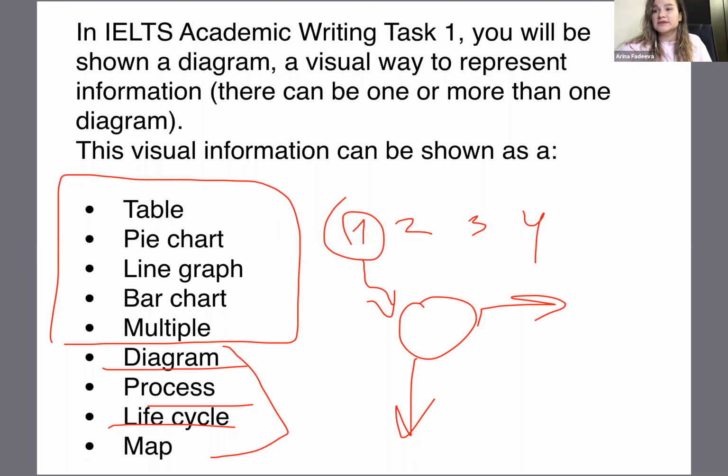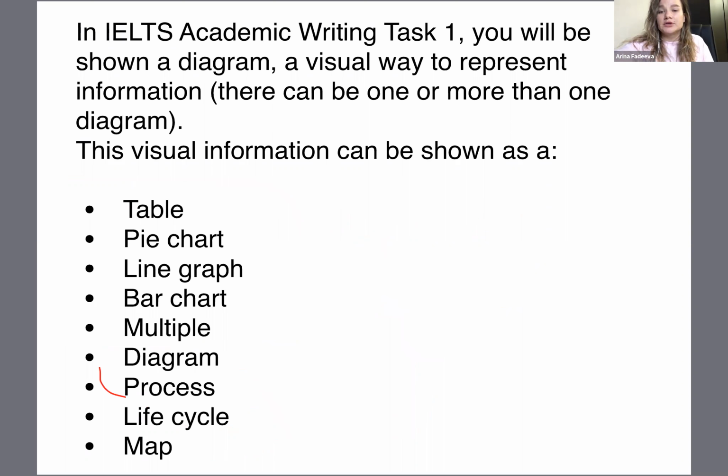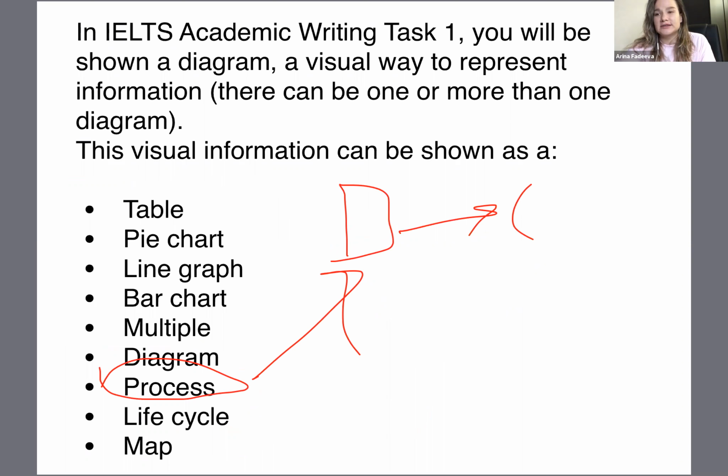While a process diagram usually shows a process done by a person. For example, the production of cheese. So first, something is done with milk, then there's the next stage where you produce cheese when you cut it, and then you just, I don't know, send it to supermarkets and customers buy it. Yeah, something like that, a man-made process.